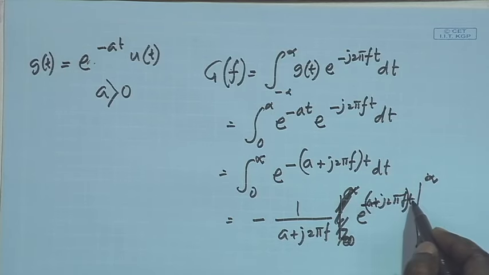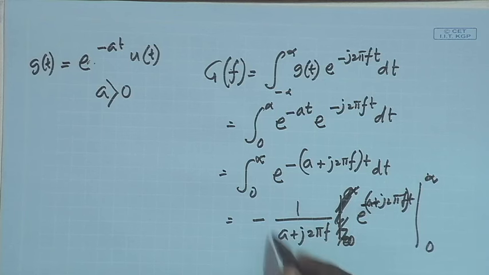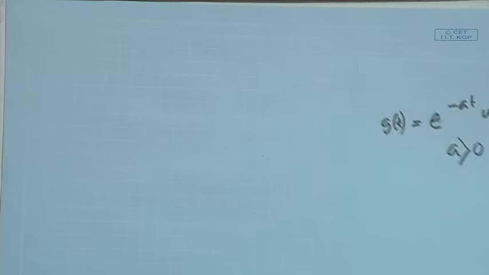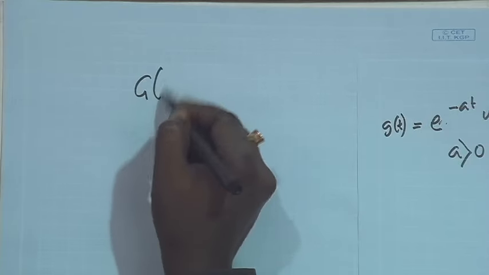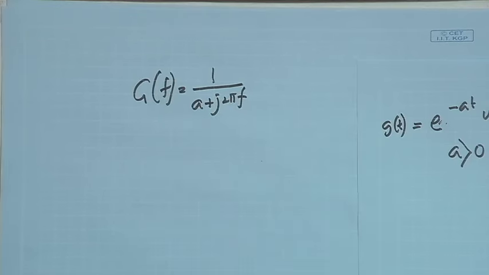Okay. So, if I put t equal to infinity, this goes to 0, because e to the power minus infinity goes to 0. So, that whole value will be 0. When I put t equal to 0, this becomes 1, so it remains as this. Because it is minus, that minus will be cancelled, so this becomes a plus j 2 pi f. So, as you can see, for a signal g t like this, our G f becomes 1 by a plus j 2 pi f. It is a complex signal. Okay. So, we have evaluated this.